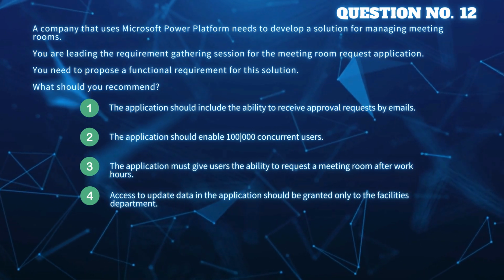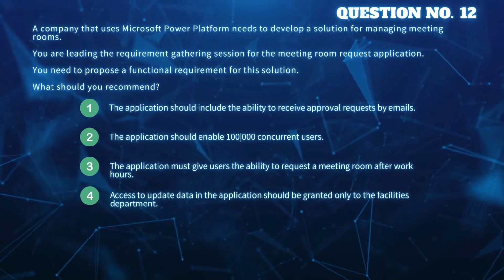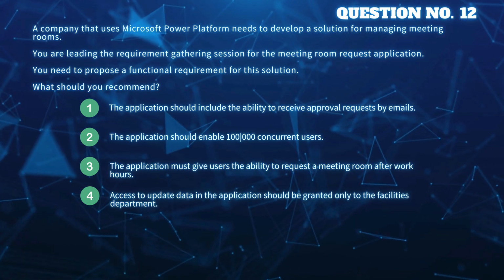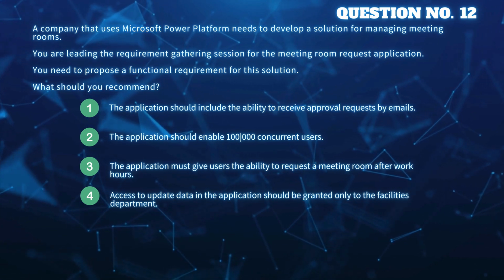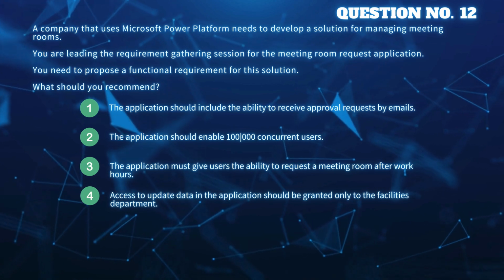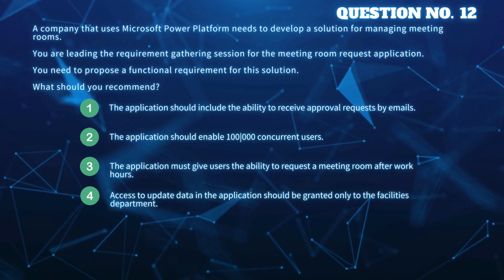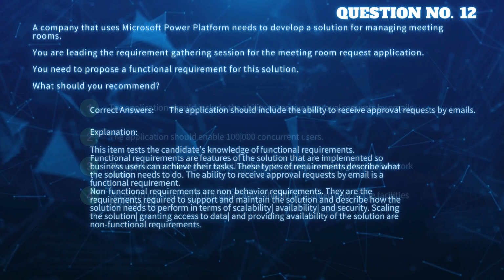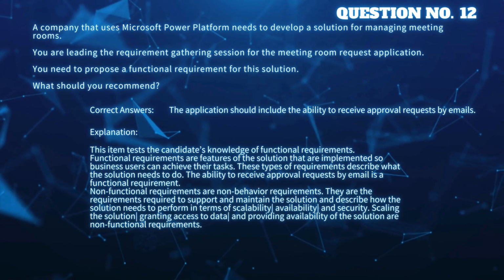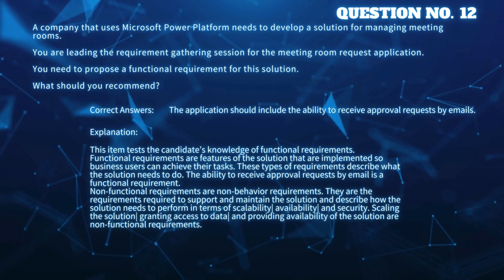Option 1, the application should include the ability to receive approval requests by emails. Option 2, the application should enable 100,000 concurrent users. Option 3, the application must give users the ability to request a meeting room after work hours. Option 4, access to update data in the application should be granted only to the facilities department. Correct answers: the application should include the ability to receive approval requests by emails.